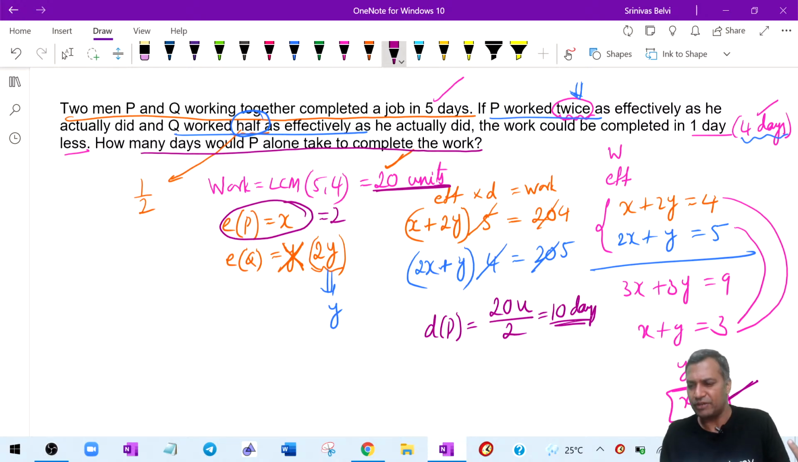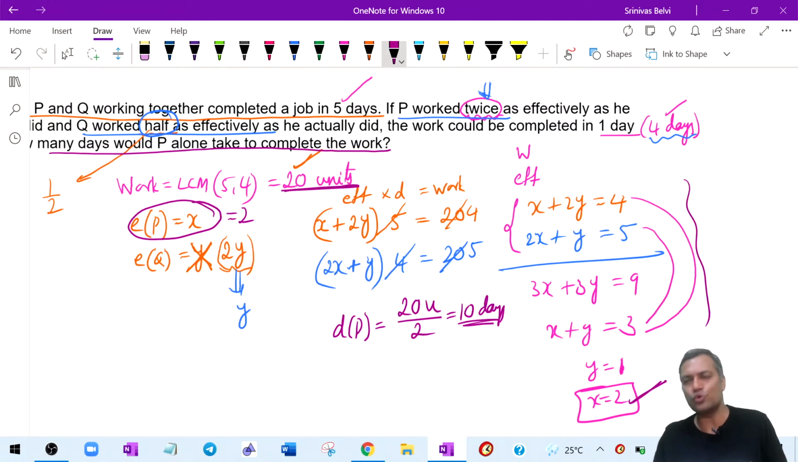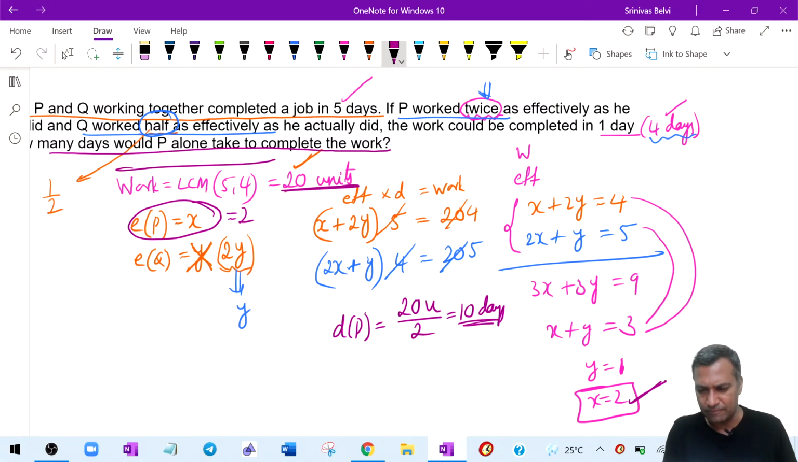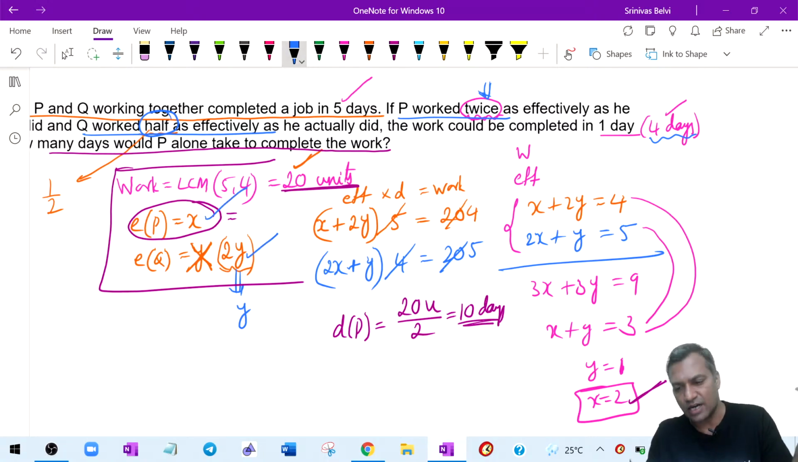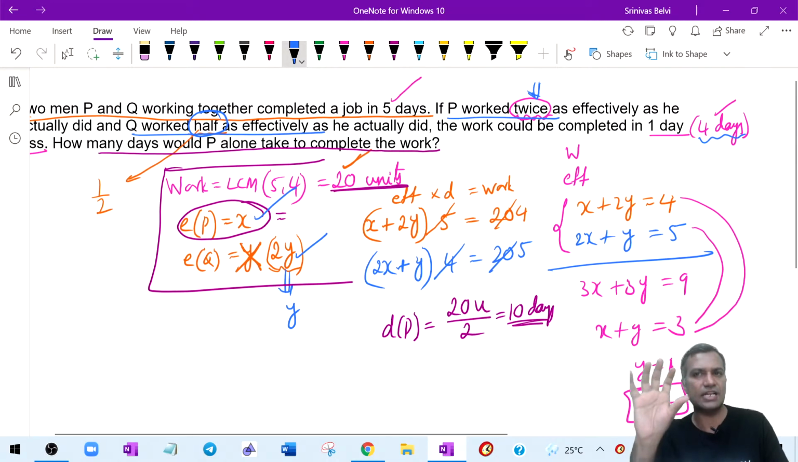There is nothing else in this question. It all simply boils down to two simultaneous equations. What did we do? Same thing we did: we focused on the work and the efficiency, but we got stumped. There was no efficiency given. Then assume X, assume Y, and proceed from there. Is it making some sense? This is what CAT does, my friends.